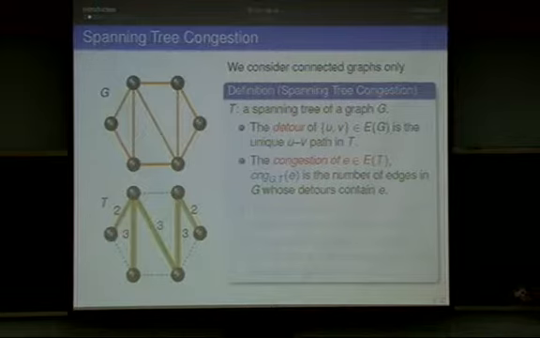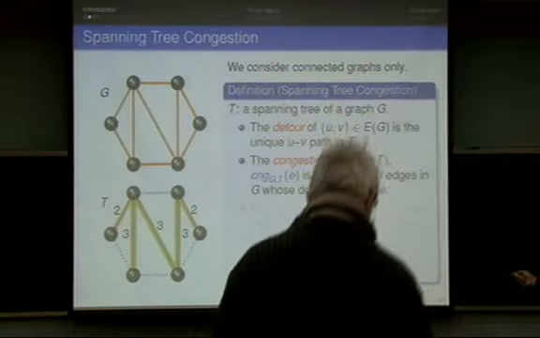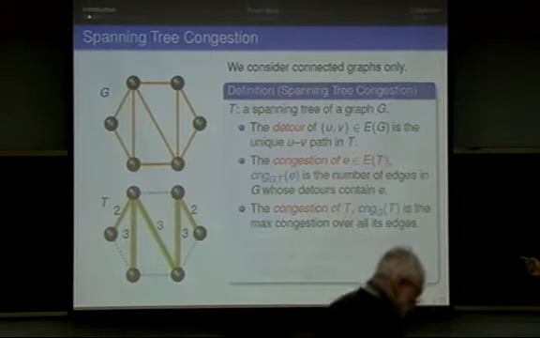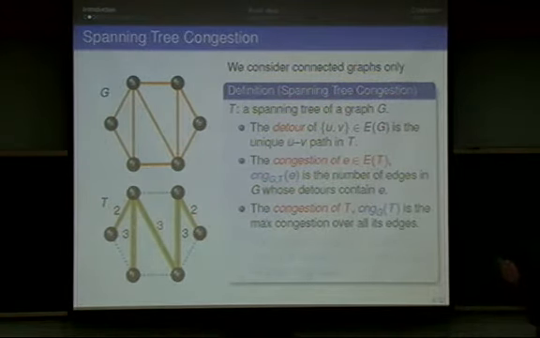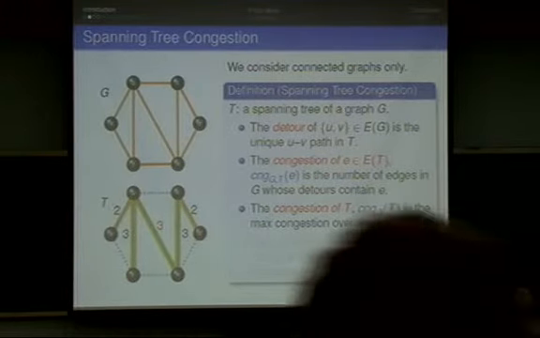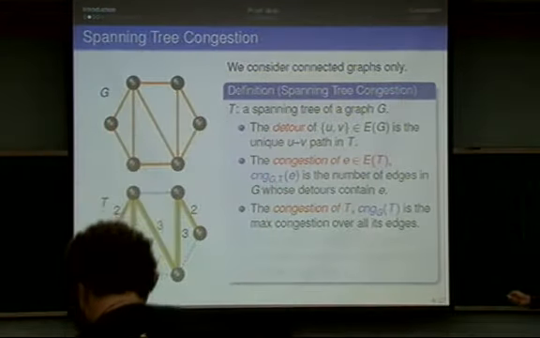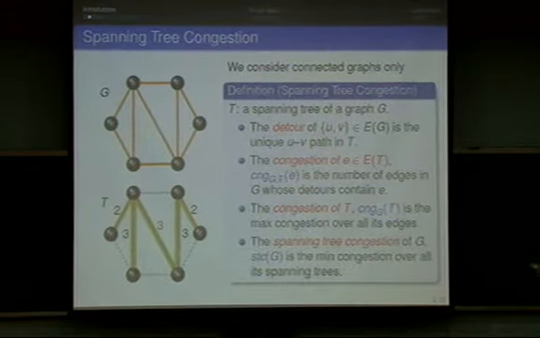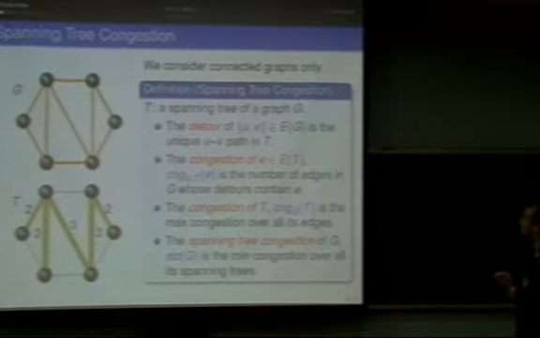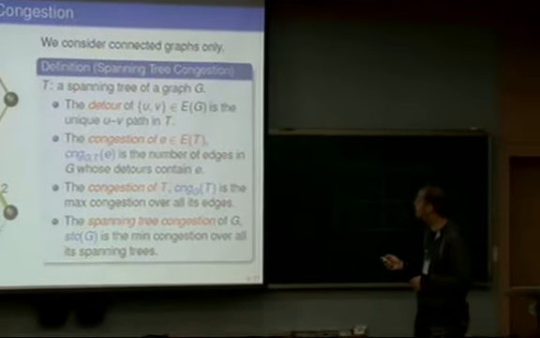In other words, the congestion of an edge in a spanning tree is the size of the fundamental cut defined by this edge. The congestion of a spanning tree is the maximum congestion over all its edges. So this tree has congestion 3. And the spanning tree congestion of G, denoted by STC, is the minimum congestion over all its spanning trees. This is the definition. Is it clear? Okay.